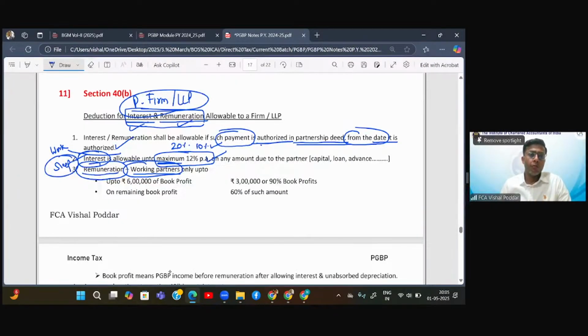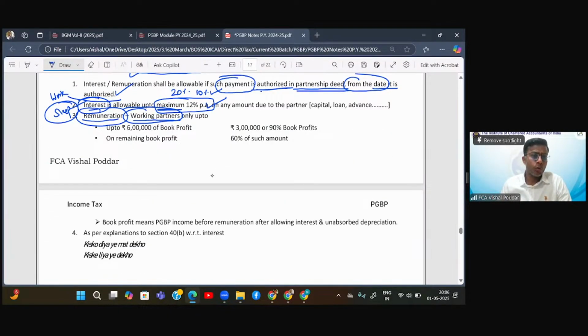Now, when you are paying it to working partners, what is the maximum limit up to which the deduction will be allowed? So for this, they are saying that whatever is your book profit, on the first 6 lakhs of book profit, I will allow you rupees 3 lakhs or 90% of the book profit, whichever is higher. And on the balance, I will allow you 60%.